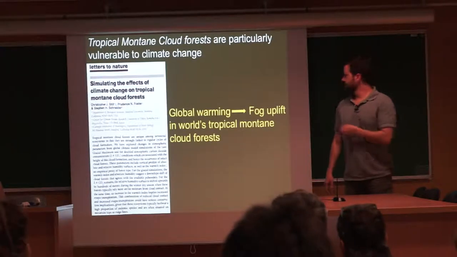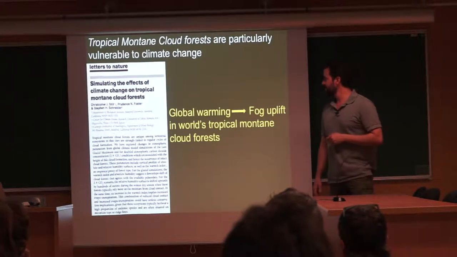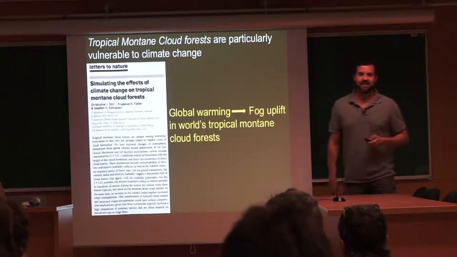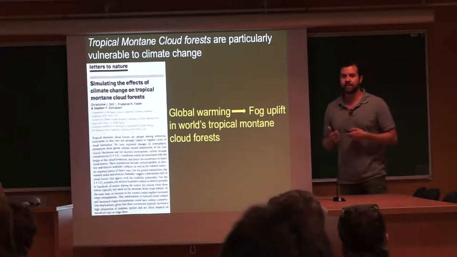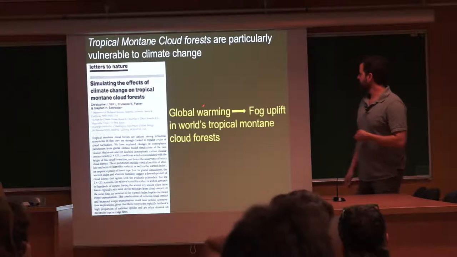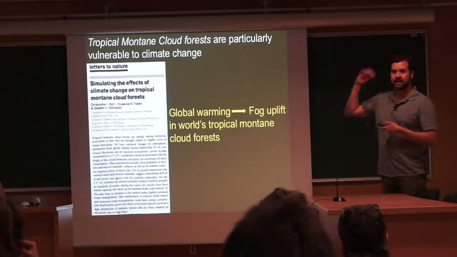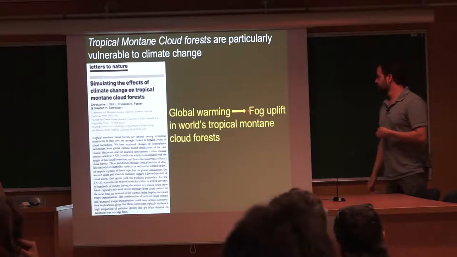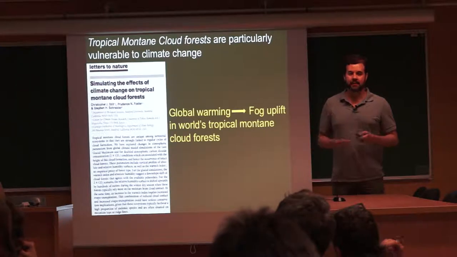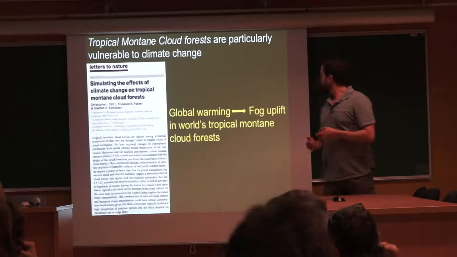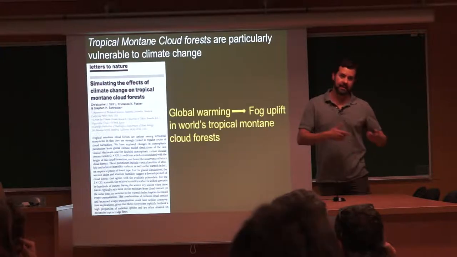Well, and there's also, this was a very influential paper. It was published about 18 years ago. It's a modeling study that basically suggests that with increasing temperature, with climate change, the fog might actually start to occur up in upper layers. So this fog uplift would be a phenomenon that would be becoming more and more common in the tropical montane cloud forest. So that would mean that this forest would receive less water input via clouds.